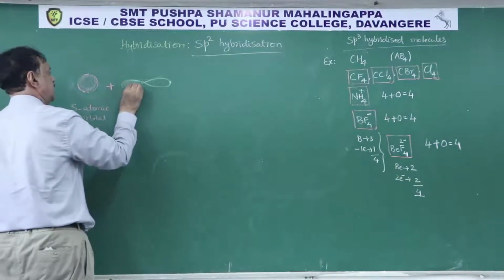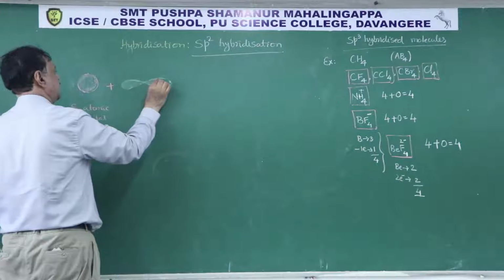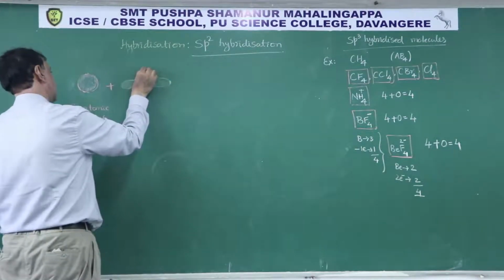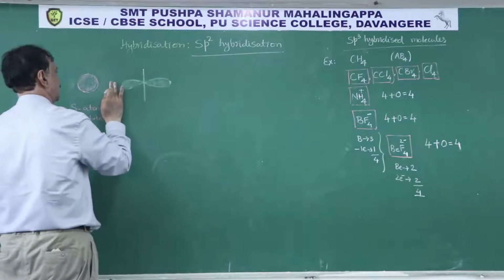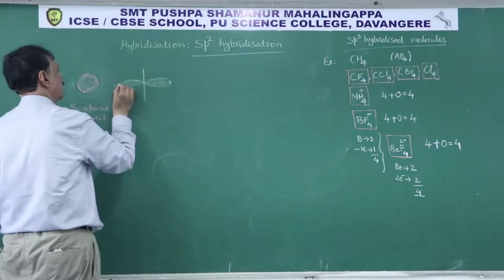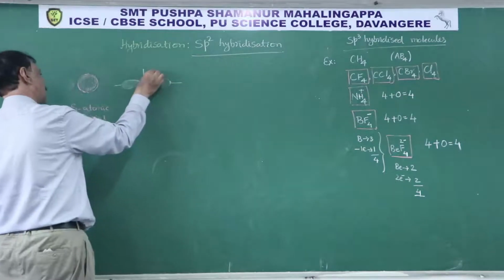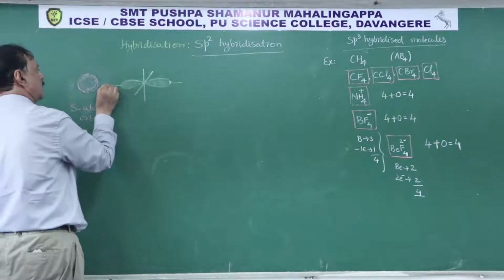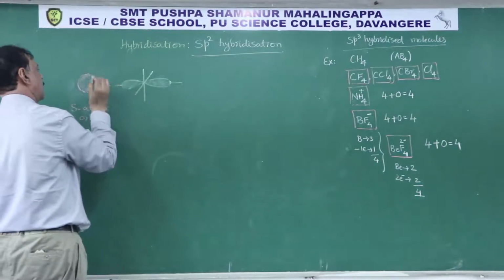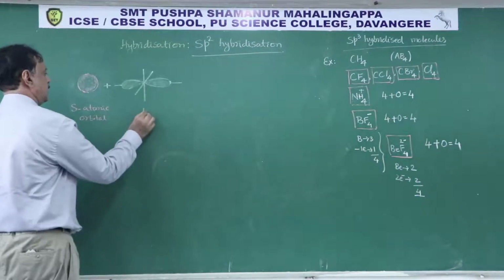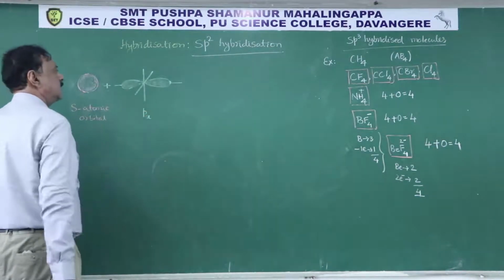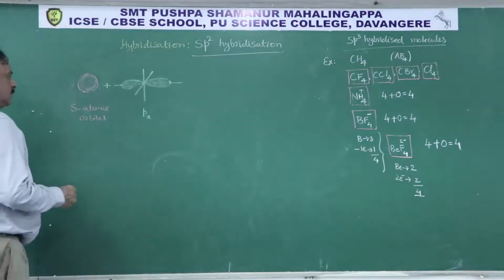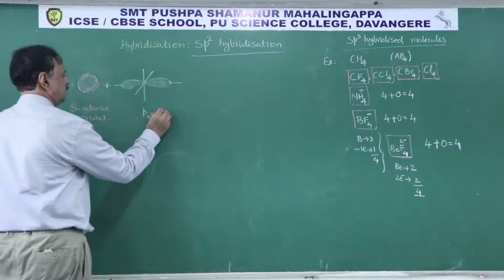Since it orients along the x-axis, it is called a px atomic orbital. This is the px atomic orbital. Similarly, we have the py atomic orbital and the pz atomic orbital.